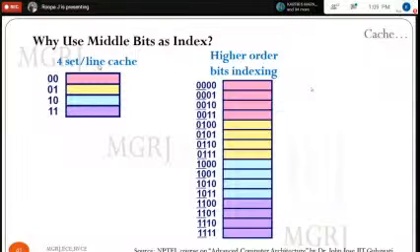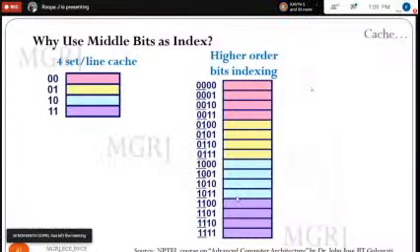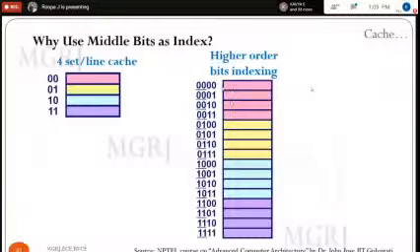So I've taken an example. My cache has 4 blocks, and your main memory has 16 blocks. Now I'm supposed to map blocks of your cache to blocks of your main memory, right? If you look at the addressing pattern, your cache has only 4 sets, so I need only a 2-bit combination: 0 0, 0 1, 1 0, 1 1.